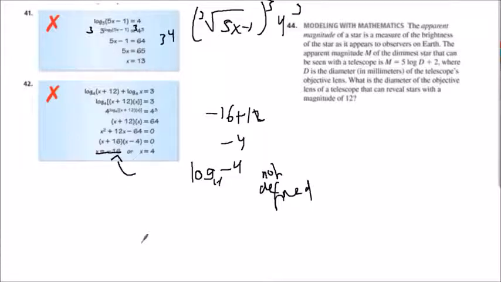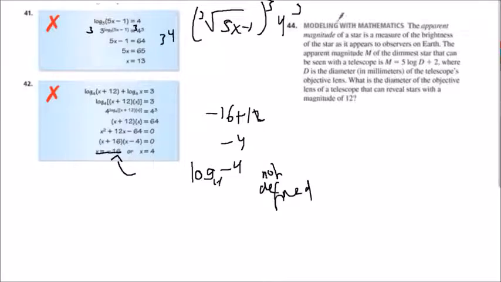Anyways, modeling with mathematics. The apparent magnitude of a star is a measure of the brightness of a star as it appears to observers on Earth. The apparent magnitude m of the dimmest star that can be seen with a telescope is m equals 5 log d plus 2, where d is the diameter of the telescope's objective lens. Find the diameter of the objective lens of a telescope that can reveal stars with a magnitude of 12. This seems like a big complicated problem.